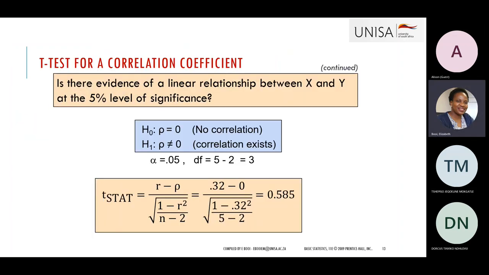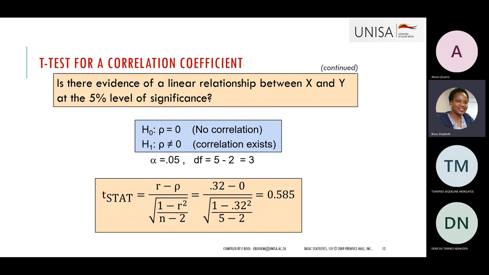Okay, so how do we then test the correlation? So for example, is there evidence of a linear relationship between X and Y at 5% level of significance? We know how to state the null hypothesis. Phi is equal to zero, no correlation. The alternative will state that there is a correlation.